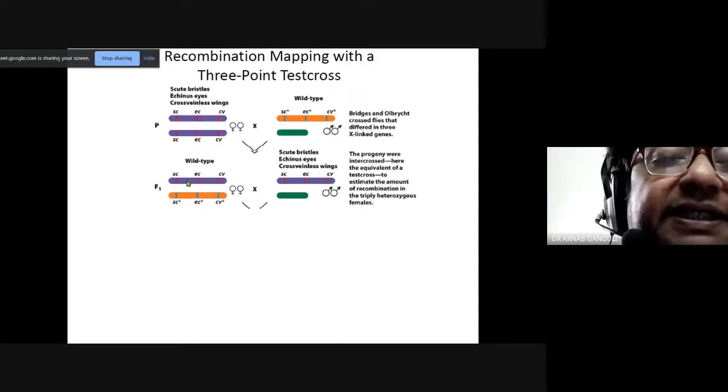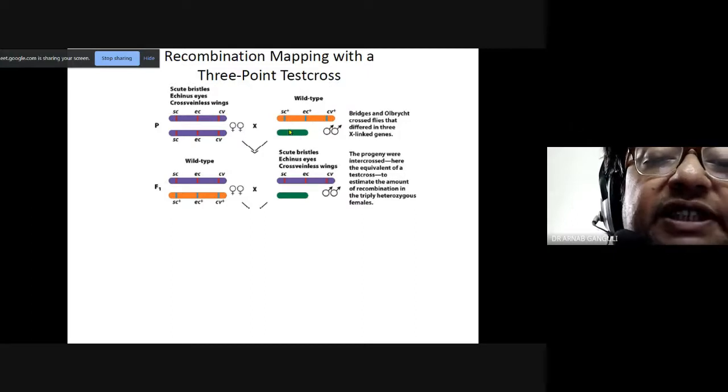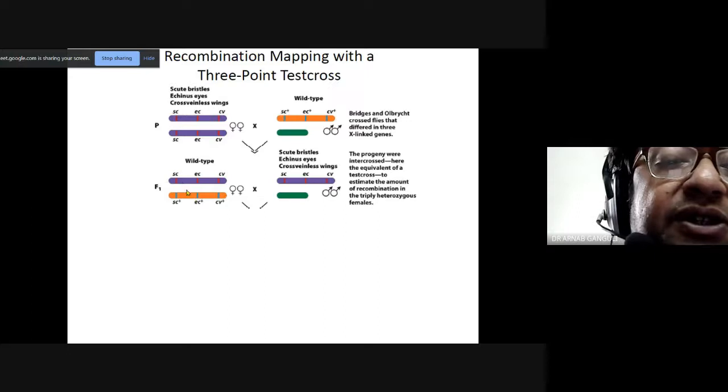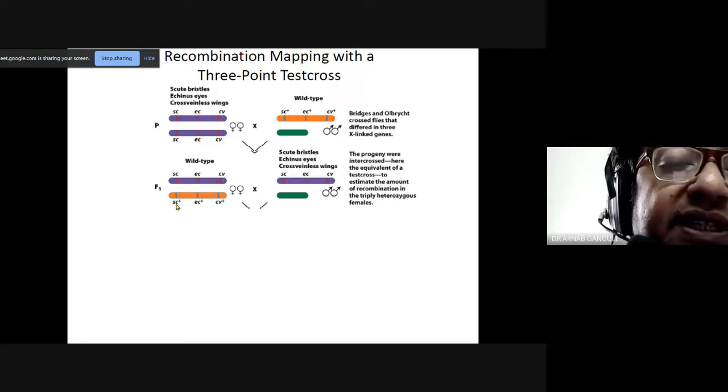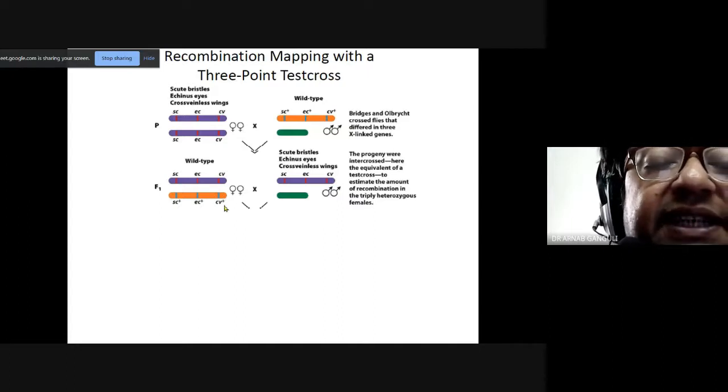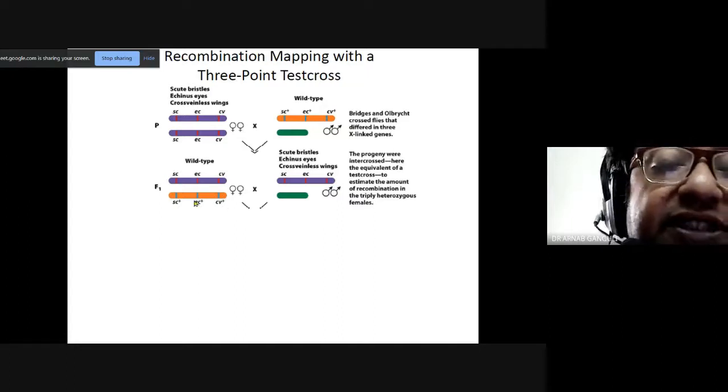So what happens is, in the first generation, the crossover takes place. One from this comes here. There is no crossover over here since it's the Y chromosome. It's an X-linked chromosome. You will see SC, EC, and CV present over here, and here SC plus, EC plus, and CV plus. So this is the F1.